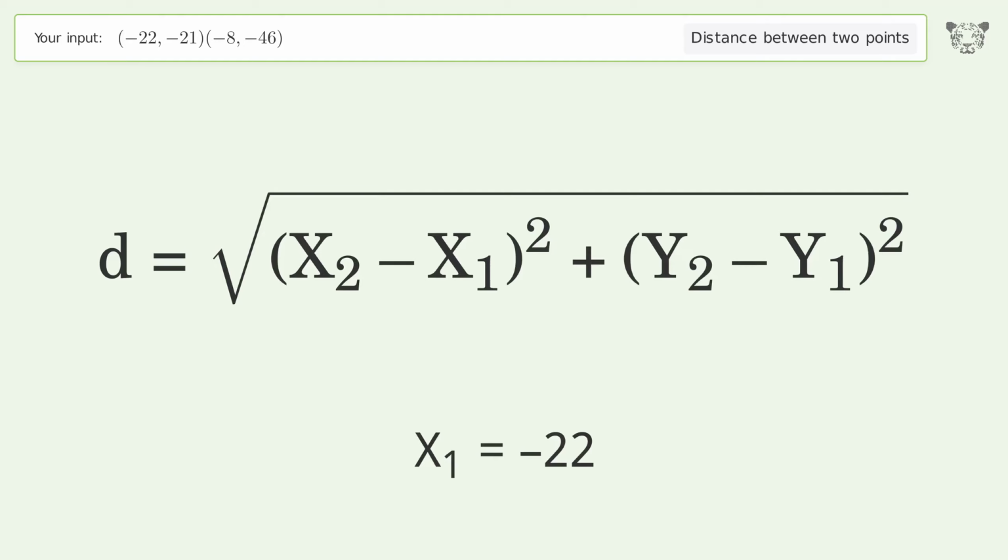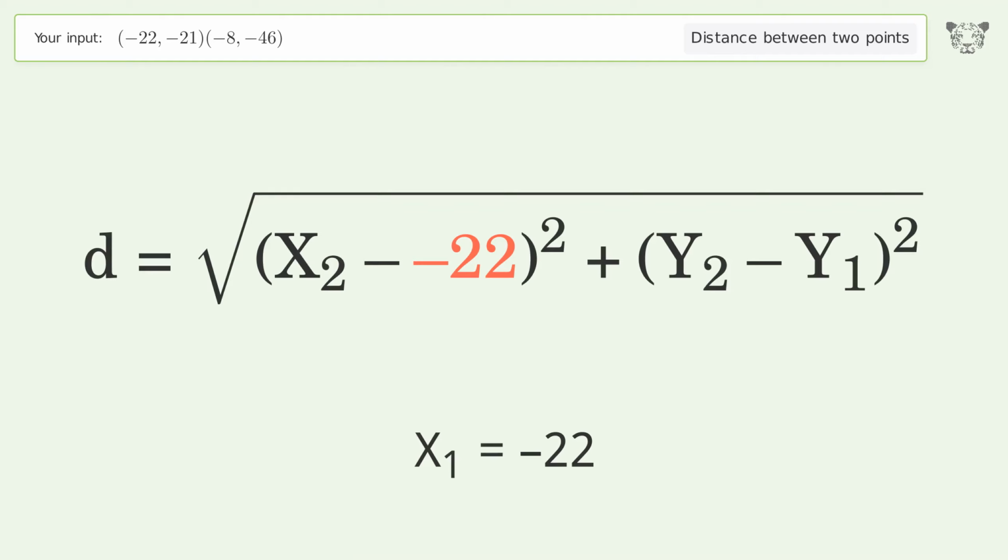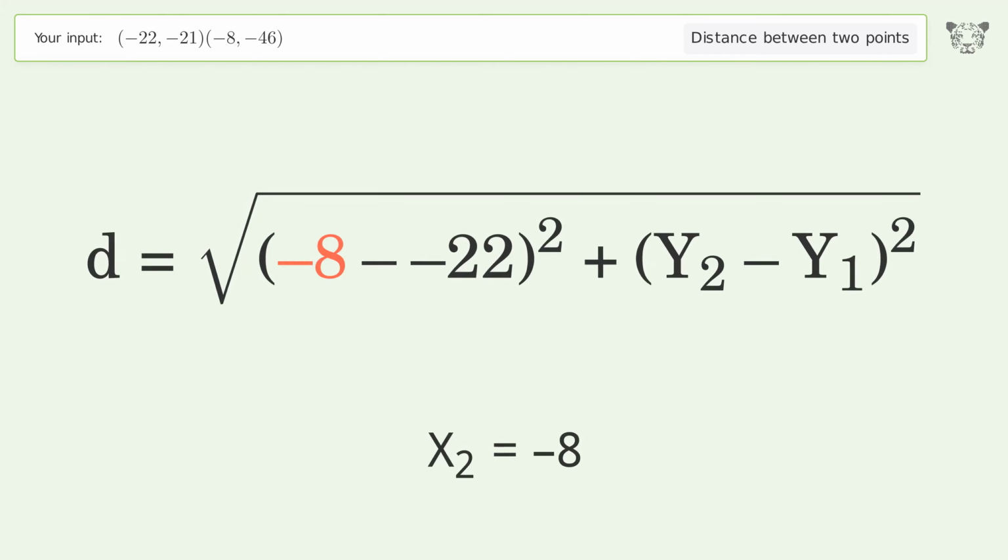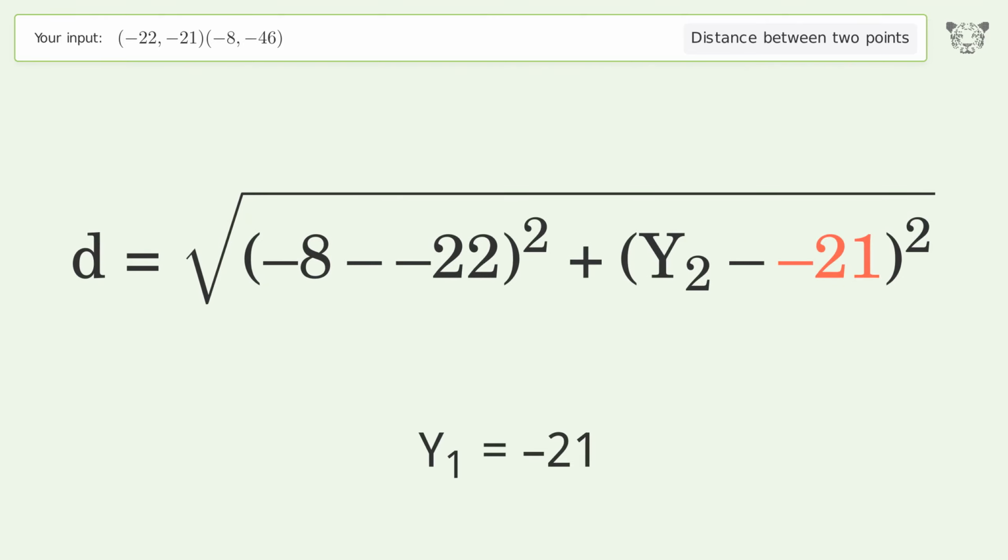x1 equals -22. x2 equals -8. y1 equals -21. y2 equals -46.